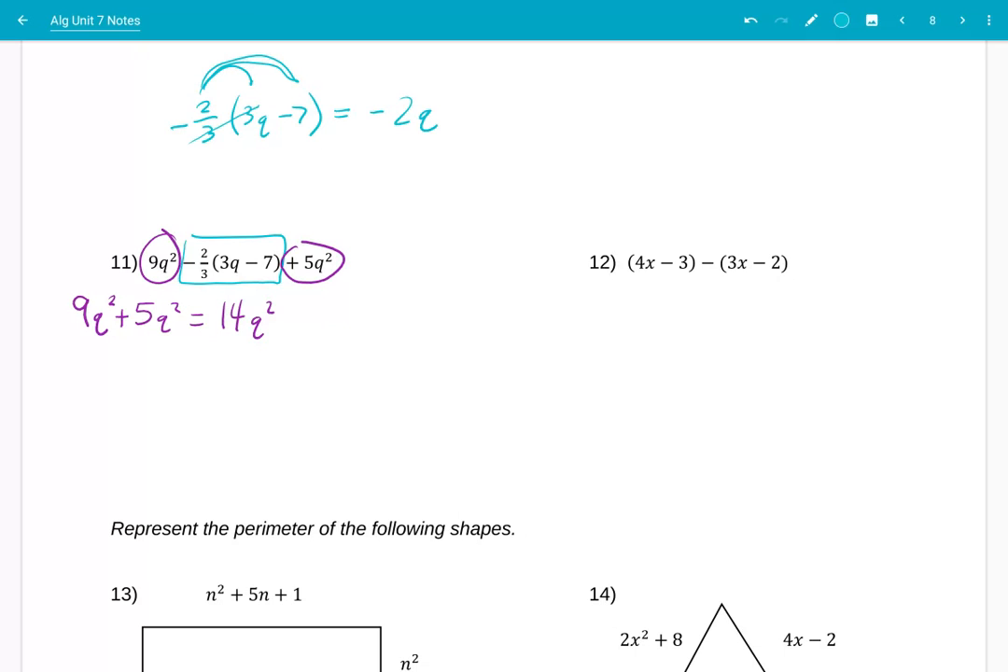So we just multiply the tops. So minus 2 times minus 7, that's a positive 14 thirds. So there's that. That's simplified. So now I just need to add this minus 2q plus 14 thirds to that. And that's the answer right there. 14q squared minus 2q plus 14 thirds. Okay.